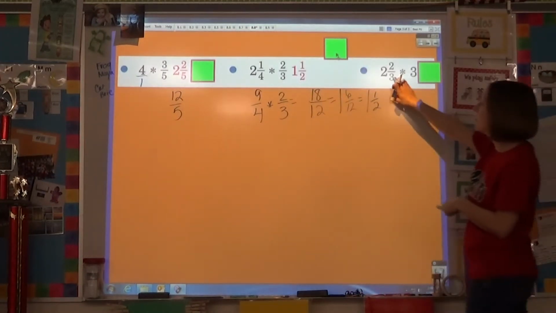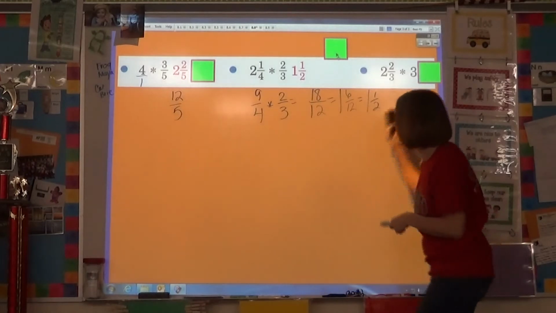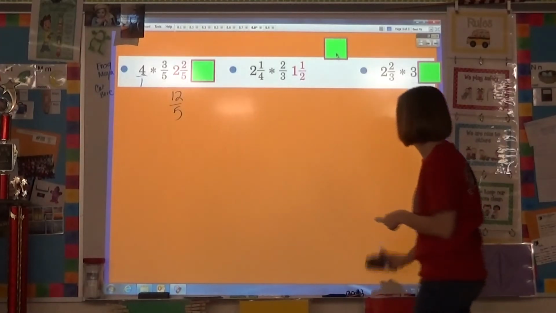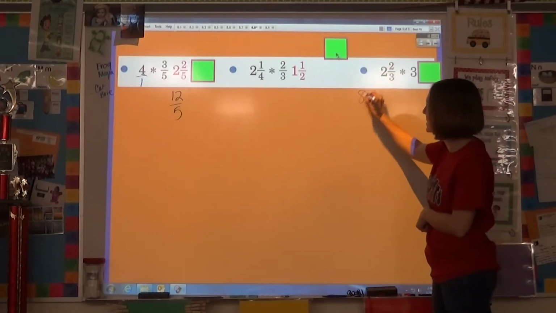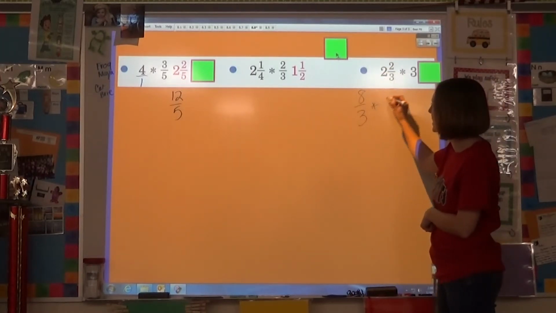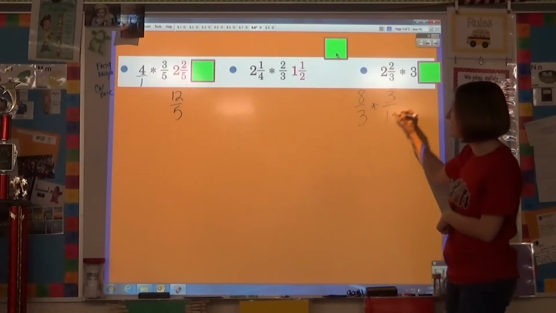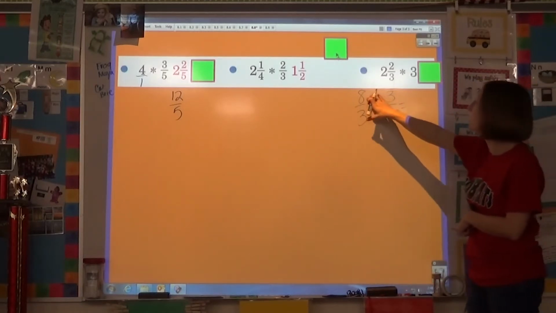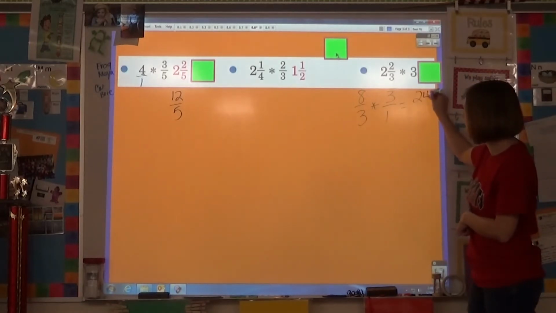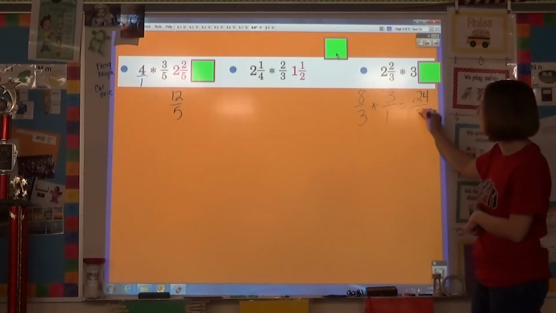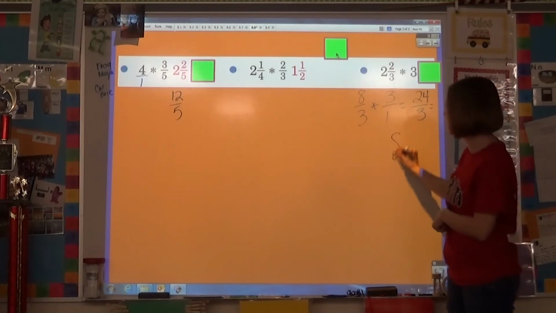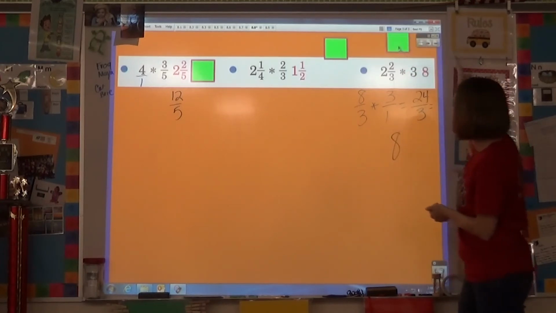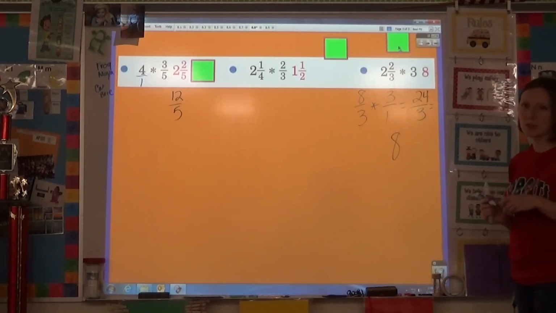Okay, again, we're going to take this mixed number and change it into an improper fraction. So 3 times 2 is 6, plus 2 is 8. 8 thirds times 3. Remember, it'll be 3 over 1. Multiply straight across, numerator times numerator, 24, denominator times denominator. 24 divided by 3, you know, is 8. So there's our answer, and that's how you multiply mixed numbers.